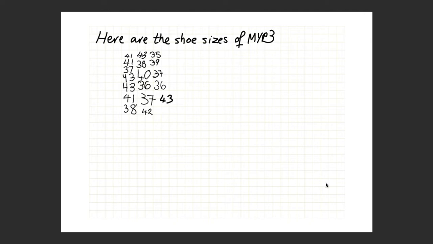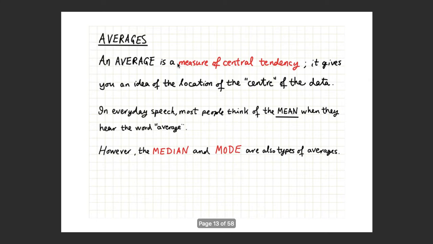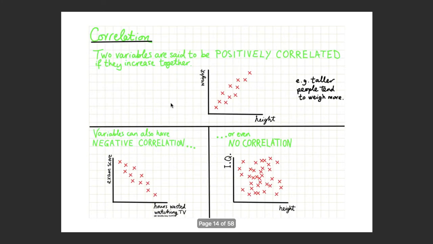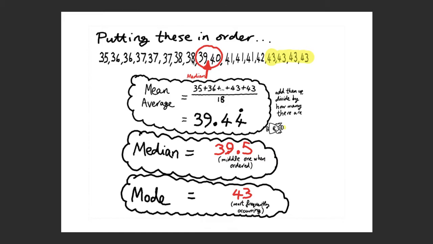So what did I do this for? I've got some shoe sizes of MYP3, and I put them in order. I took all those shoe sizes and put them in order just to figure out the mean, median, and mode. So this is kind of back to talking about means, medians, and modes. Perhaps that bit about average should be the next page after correlation. And then shoe sizes of MYP3, putting these in order.